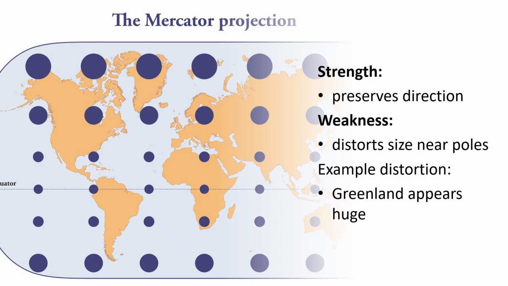It distorts area. It preserves the direction with nice straight lines, even though the world isn't straight. So that's a strength. But its weakness is as you go out from the equator, it distorts the size of countries and they get bigger as you move toward the poles. Greenland is not that big. Greenland is not almost the same size as Africa. It's a lot smaller, 14 times smaller, in fact.